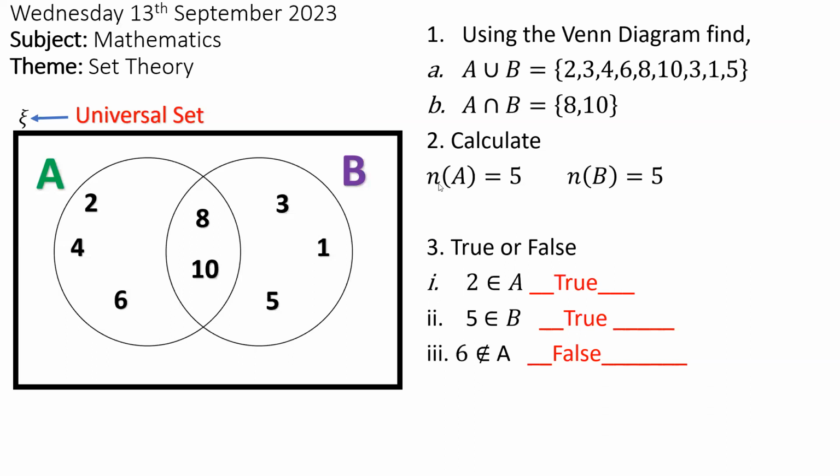What is the number of elements in A? 5. Why is the number of elements in A 5? Because if you look at the elements of A, you see 2, 4, 6, 8, and 10. Very good. That would be 5 elements: 1, 2, 3, 4, and 5. Very good.